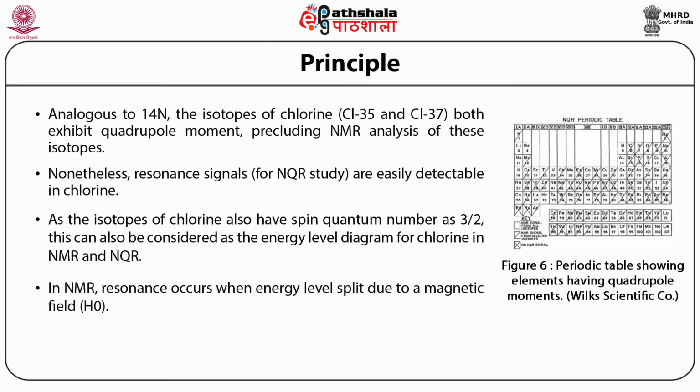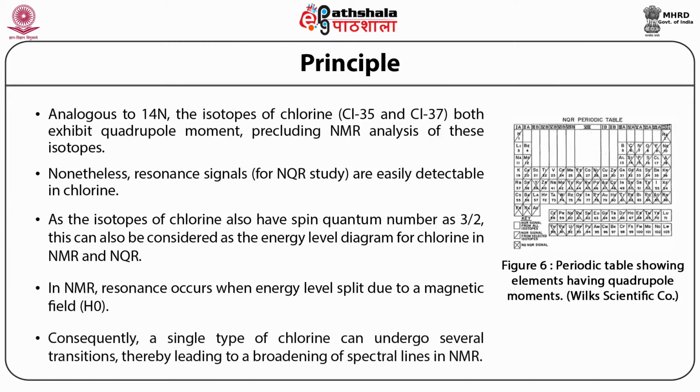The application of a non-zero magnetic field splits the energy levels into four, and consequently a single type of chlorine can undergo several transitions, thereby leading to a broadening of spectral lines in NMR. Additionally, it has a short relaxation time.